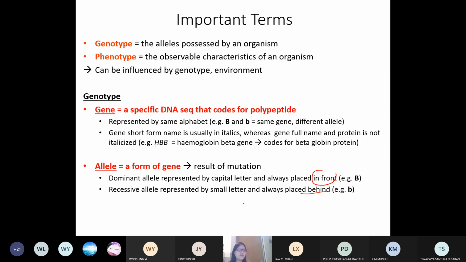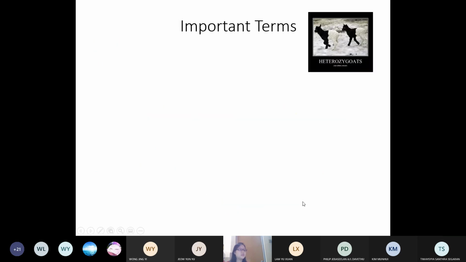So what does that mean? It means if a person has big B and small b, you have to write it with the big B in front. You can never write small b in front and then big B behind. This is wrong. Okay, you must write it like this. Right, next. Now, what are some other important terms?